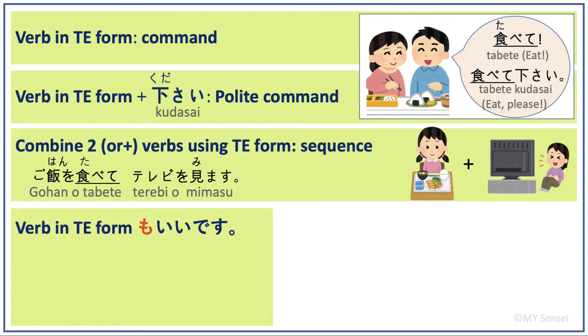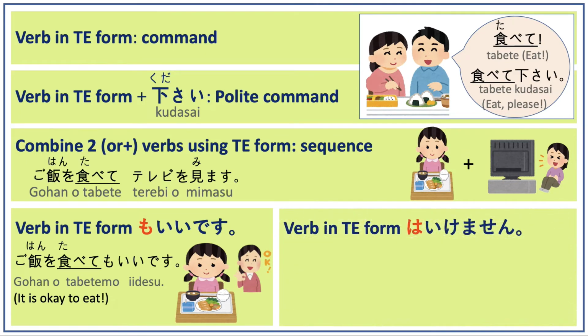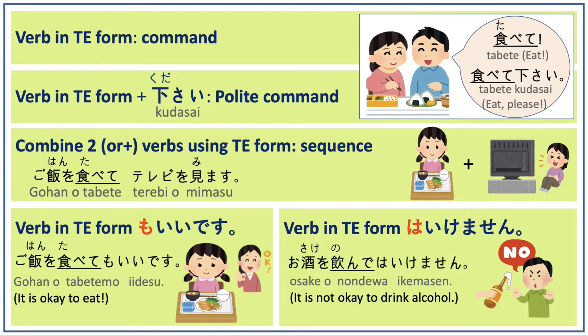In addition, one can use te form of a verb to give permission in combination with もいいです. For example, ご飯を食べてもいいです. It is okay to eat your food. One can also use te form of a verb to prohibit someone from doing something, in combination with はいけません. For example, お酒を飲んではいけません. It is not okay to drink alcohol.